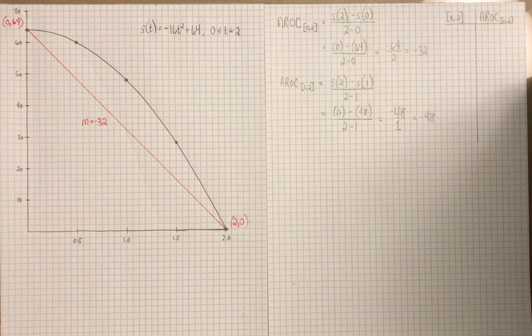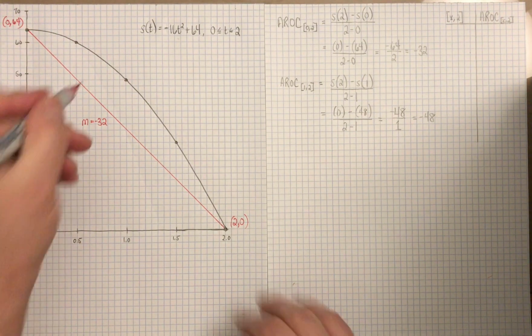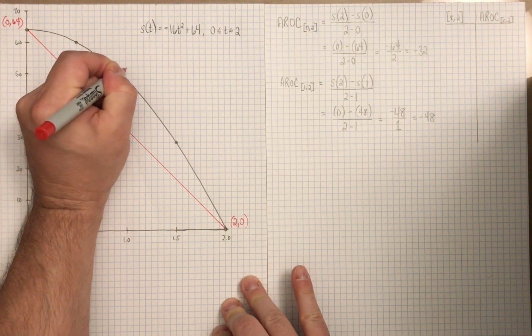Now, like before, what we can do is draw in a line segment connecting the 2 points at each end of our new interval. Our new interval does not cover the entirety of the fall. It begins at this point here.